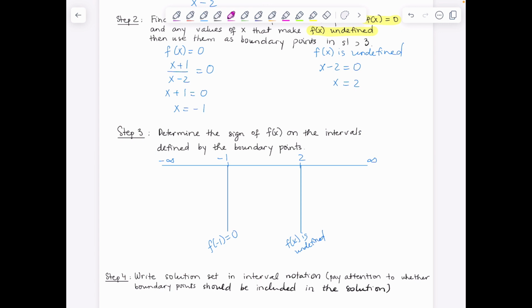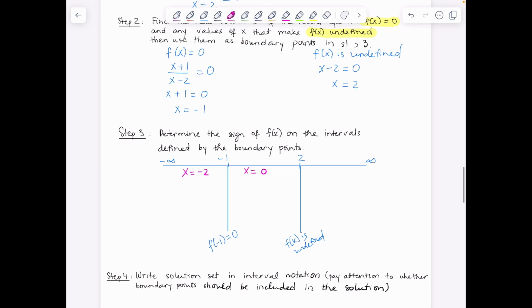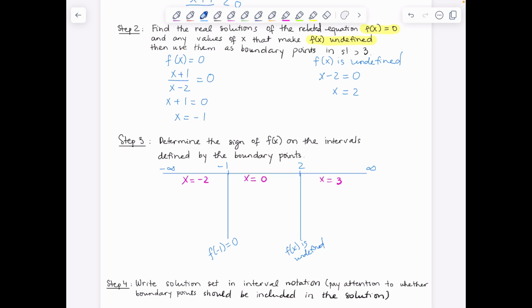Now let's test points. So we have negative infinity to negative 1. Any values in between, just pick something easy to plug in. So let's pick negative 2. And then between negative 1 to 2, we can pick 0. And then between 2 to infinity, let's say we pick 3. Now let's substitute them in.